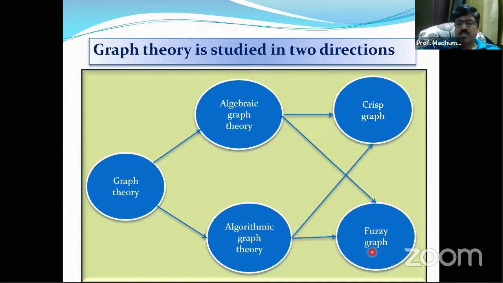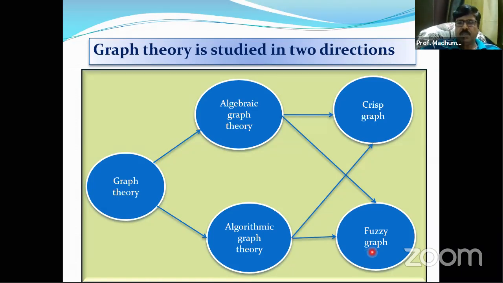1736. So this is almost 300 years old problem, but even it is young due to its wide application in our real life or daily life problem. So graph theory is a very modern subject, we can say. But the fuzzy graph theory is only 55 years old.